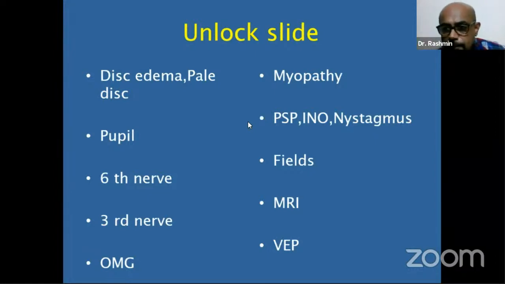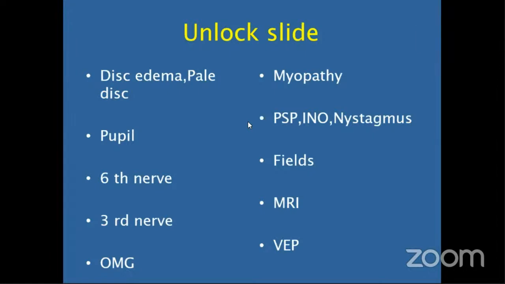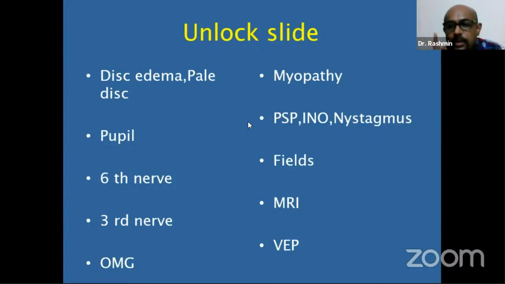What is INO? Internuclear ophthalmoplegia. So how do you diagnose? Because these are things where you may not be able to diagnose unless you know about it. There is ipsilateral adduction deficit and contralateral ataxic nystagmus in abduction. Beautiful. MLF nucleus is damaged.